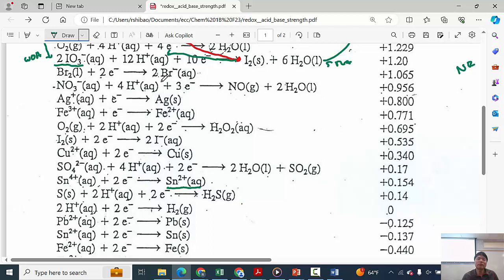Will tin 2 react with tin 4? No. So what do we need? Do we need something stronger than tin 4 or something weaker than tin 4? That's a stronger oxidizer. Yeah, we need a stronger oxidizer. And so will tin 2 react with sulfate?